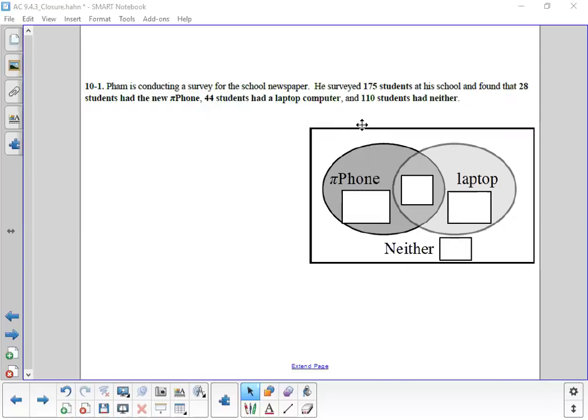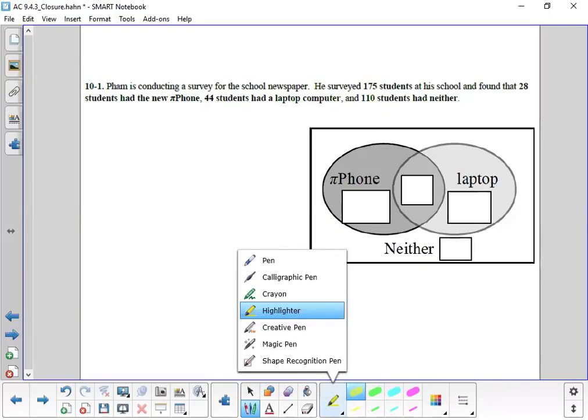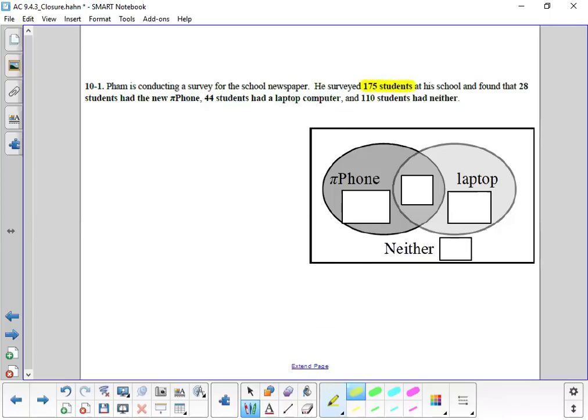So right now we're taking a look at this information, and we have the following information. FAM is conducting a survey for the school newspaper. He surveyed 175 students at his school. He found out that 28 of the students had the new PiPhone, 44 students had a laptop computer, and 110 students had neither. Okay, so if we're going to put this information into a Venn diagram, we're going to have two overlapping circles, PiPhone and laptop, and then outside we have the region for neither.